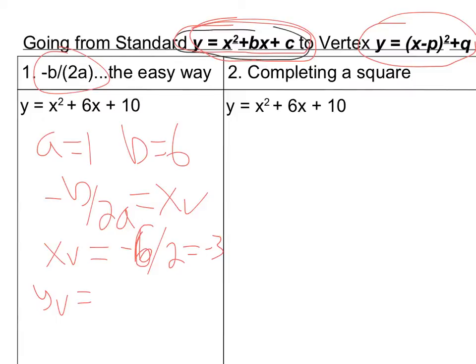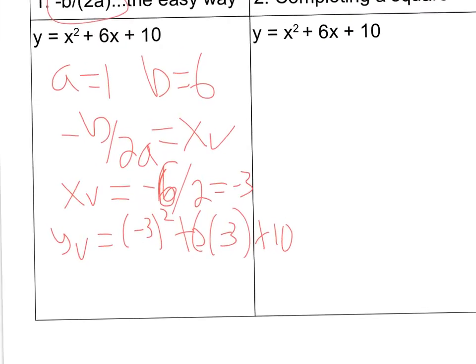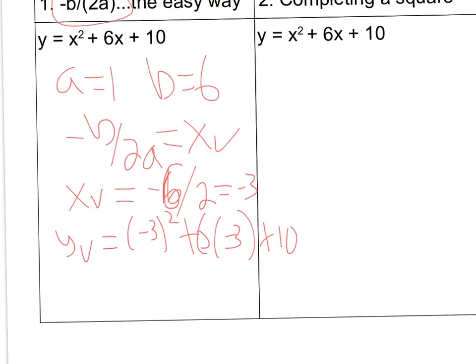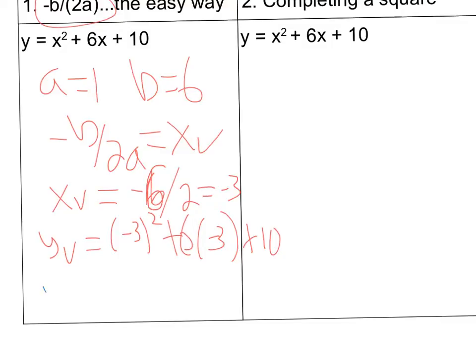The y value of the vertex, what I need to do, folks, is substitute into that equation the x value of the vertex. So I'm going to replace everywhere where I see an x now with a negative 3. So it's going to be negative 3 squared plus 6 times negative 3 plus that 10. Okay, and then what does that work out to? The y value of the vertex will work out to negative 3 squared, which is positive 9. 6 times negative 3 is negative 18. That makes negative 9. Negative 9 plus 10 is 1.